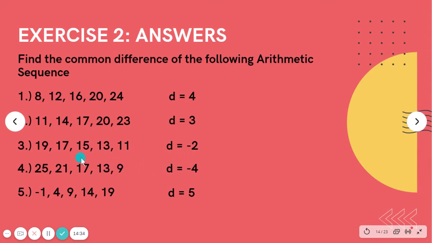Negative siya. So as you inspect our sequence, nagde-decline or nagdi-decrease ang value ng ating sequence. Number 4 is also a negative common difference, which is negative 4. So as you inspect the sequence, bumababa yung value ng ating sequence. And then number 5, the answer is positive 5. So if you got all the correct answers, congratulations.